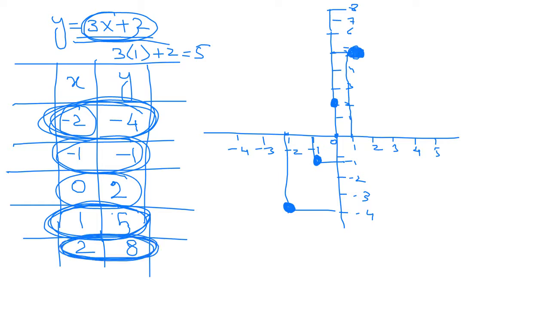So the last point is 2 and 8, this point. Now you have to connect each and every point. So this is a straight line. And this red point touches the y-axis, so this is the y-intercept.